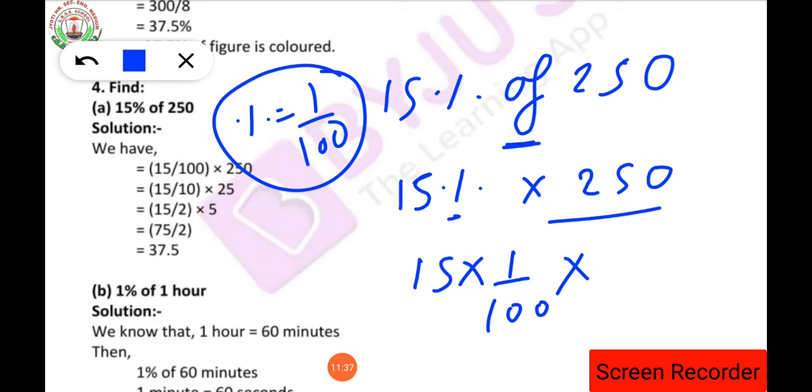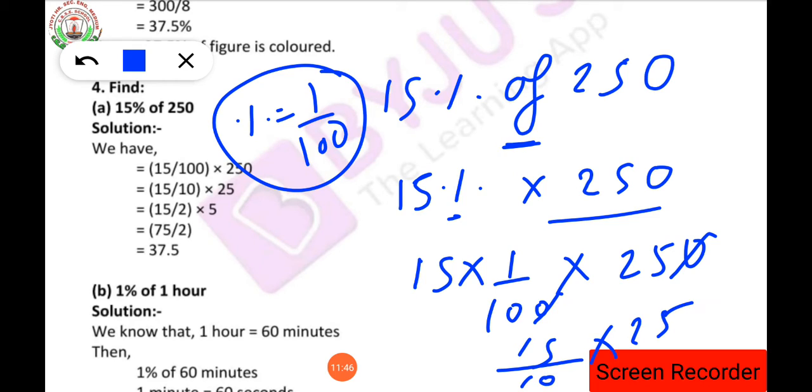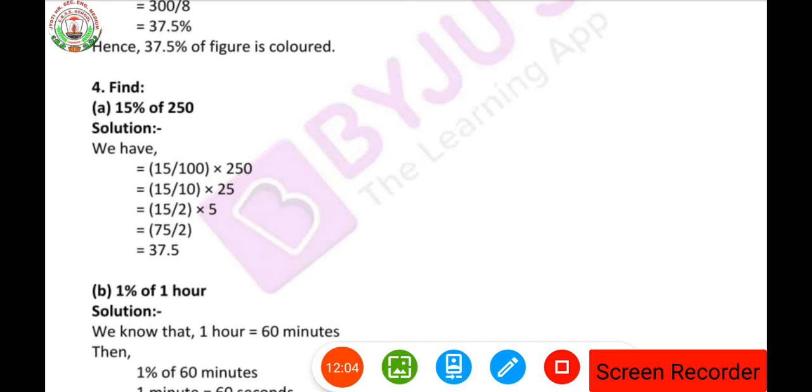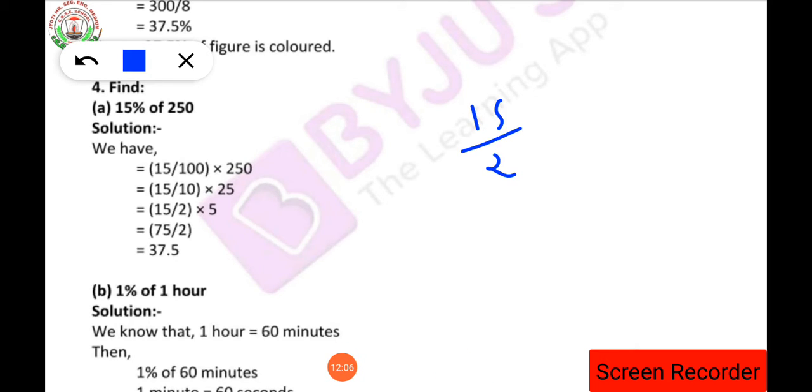This into 250. Clear? So this 0 0 will get cancelled, isn't it? 15 upon 10 into 25 will be like this. Then cancel it by the table of 5. So 5 2s are 10 and 5 5s are 25, isn't it? Now what is the number we are having here? 15 into 5 upon 2. This number we are having after cancellation.